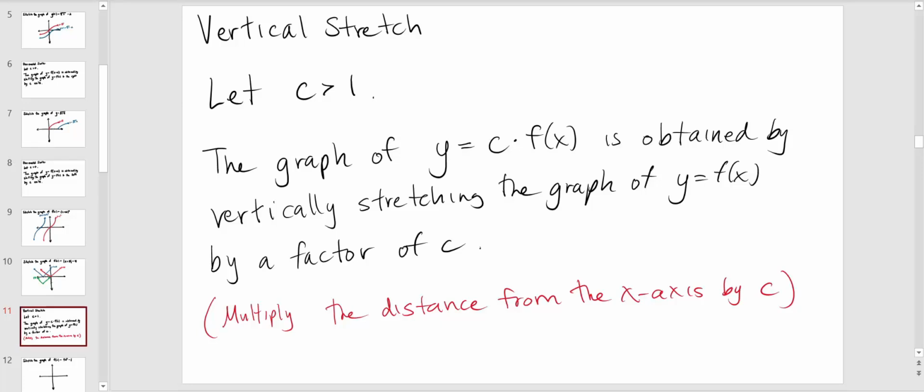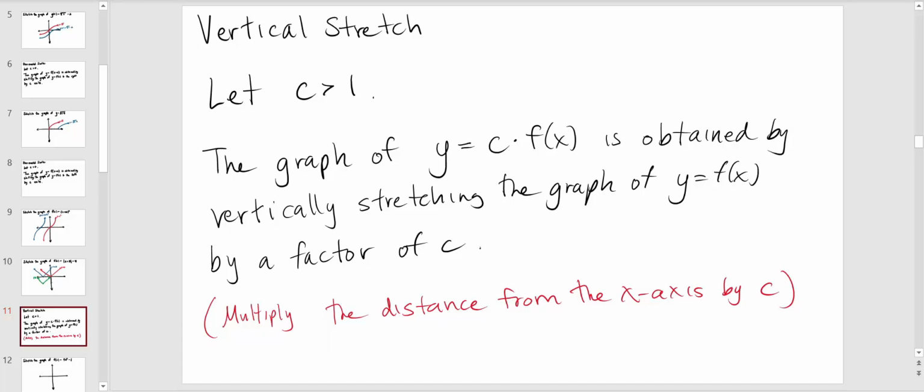We're going to let c be some number greater than 1. The graph of y equals c times f of x is obtained by vertically stretching the graph of y equals f of x by a factor of c. Here we're multiplying on the outside of the function by a number bigger than 1. That's like multiplying all of the y coordinates by that number. So you're stretching the graph away from the x-axis. All of those y coordinates get stretched by a factor of c. We're essentially multiplying the distance from the x-axis by c.